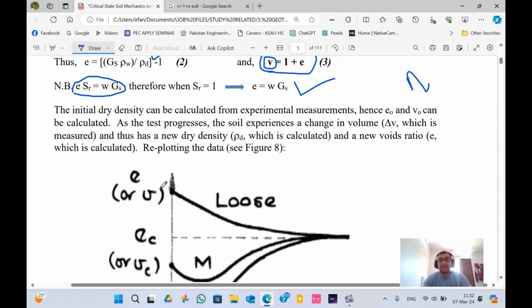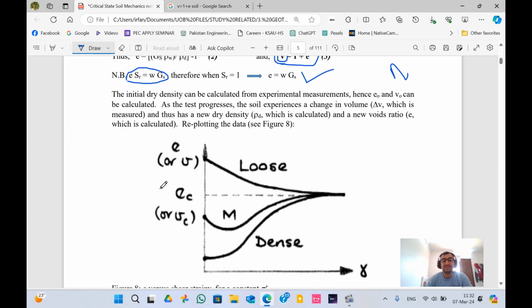Hence, e naught and v naught can be calculated. Now, e naught is basically the void ratio, and the specific volume can be calculated. As the test progresses, the soil experiences a change in volume, delta V, which is measured, and thus a new dry density, rho d, is calculated, and a new void ratio is calculated.